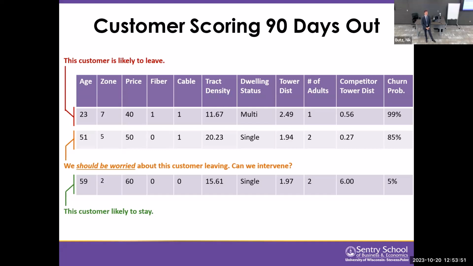Well, they're 51, so they're older. That's helpful. Price, they're already in the $50 plan, so they're probably enjoying a little more speed. And they don't have both those competing fiber and cable. There's no fiber in their area. So that helps us maybe keep our claws sunk into them.